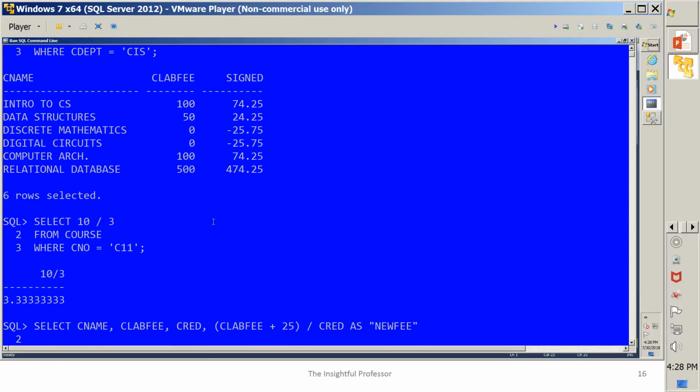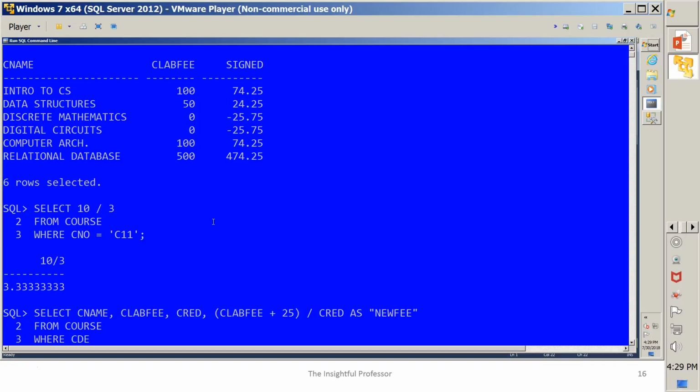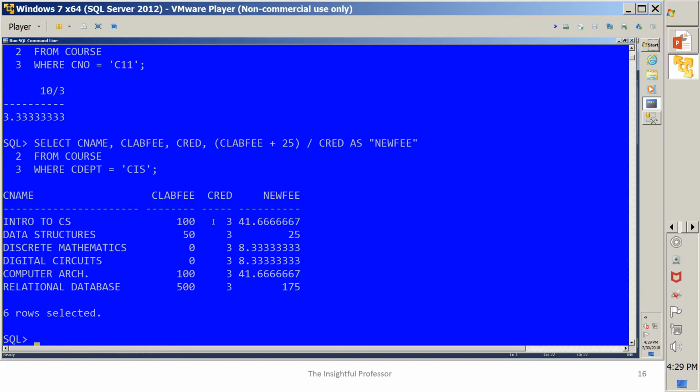Okay, so there are my columns that I'm selecting, and I've got my expression, and I'm forcing the addition to be done before the division. And I'm going to select this from the course table, and again, simply target the row sponsored by the CIS department. So the point is the lab fee had added to it 25, and then we divided by the credit after doing the addition. So what does that mean? We have 125, and we divide that by 3, and we have 75 divided by 3. 0 plus the 25 is 25, 25 divided by 3, and so forth.